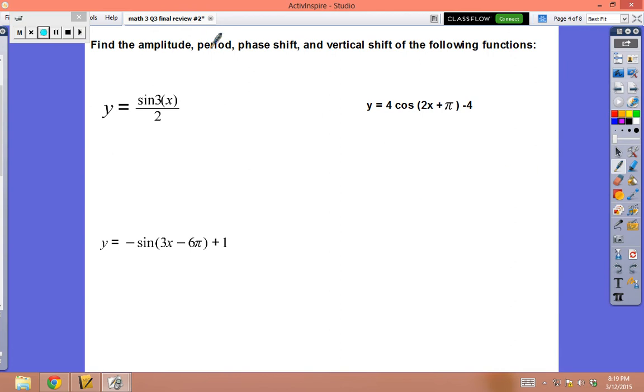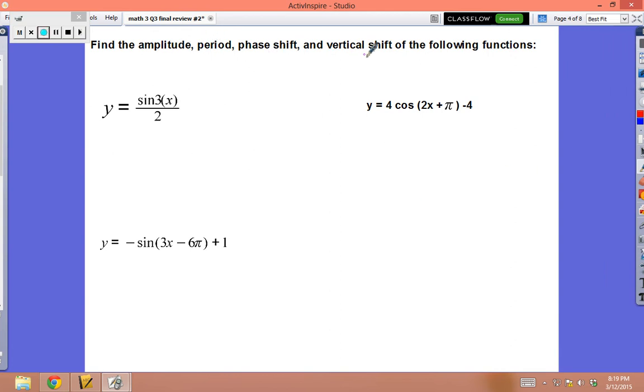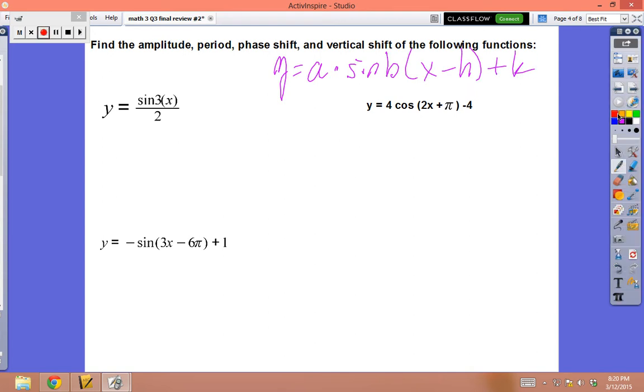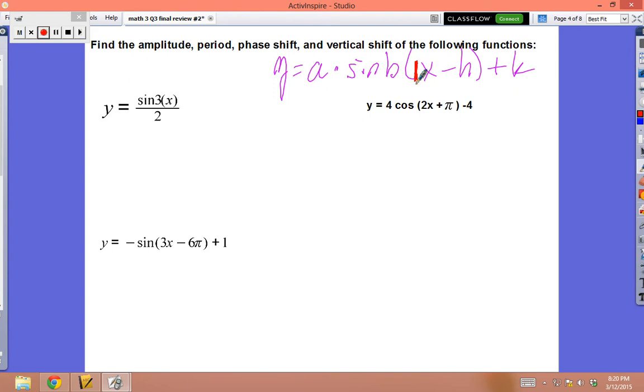Okay, so let's find the amplitude, the period, the phase shift, and the vertical shift of each of the following. So y equals a times the sine of b parentheses x minus h plus k. Now, it is very important that the coefficient of x is a 1.